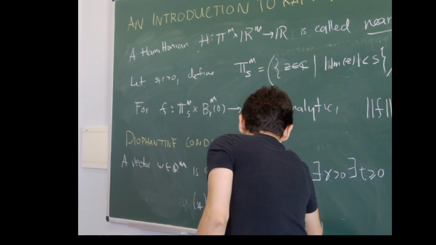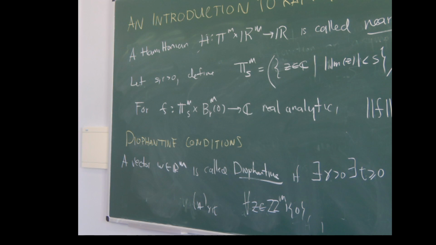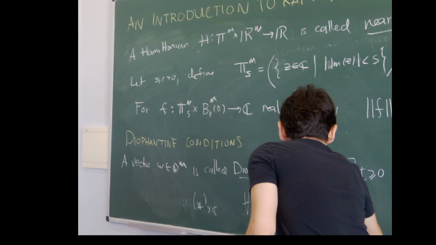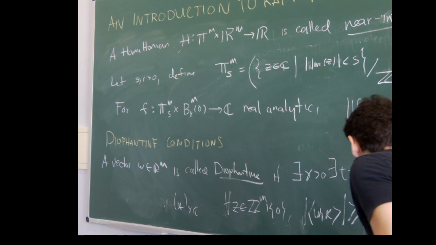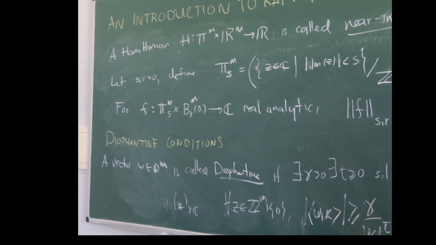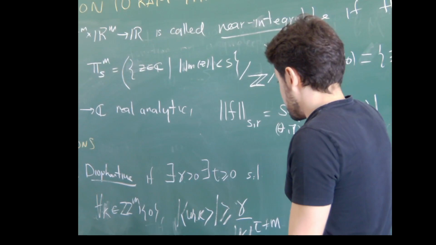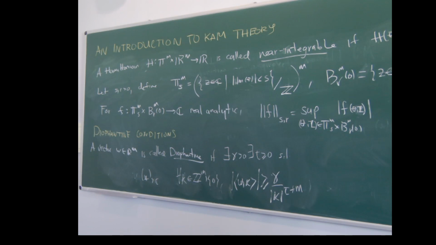So for example, here I just wanted this to be different from zero, but I will need some quantitative behavior on this. It will be clear in the following lectures, but what I will need is to control this a little bit better. So I want to say that this is bigger or equal than some constant over the norm of k to some power, plus my dimension. Okay. What is k? In Z^m. Ah, sorry. Thank you. So these are Diophantine numbers. The important thing is that these form a full Lebesgue measure set.